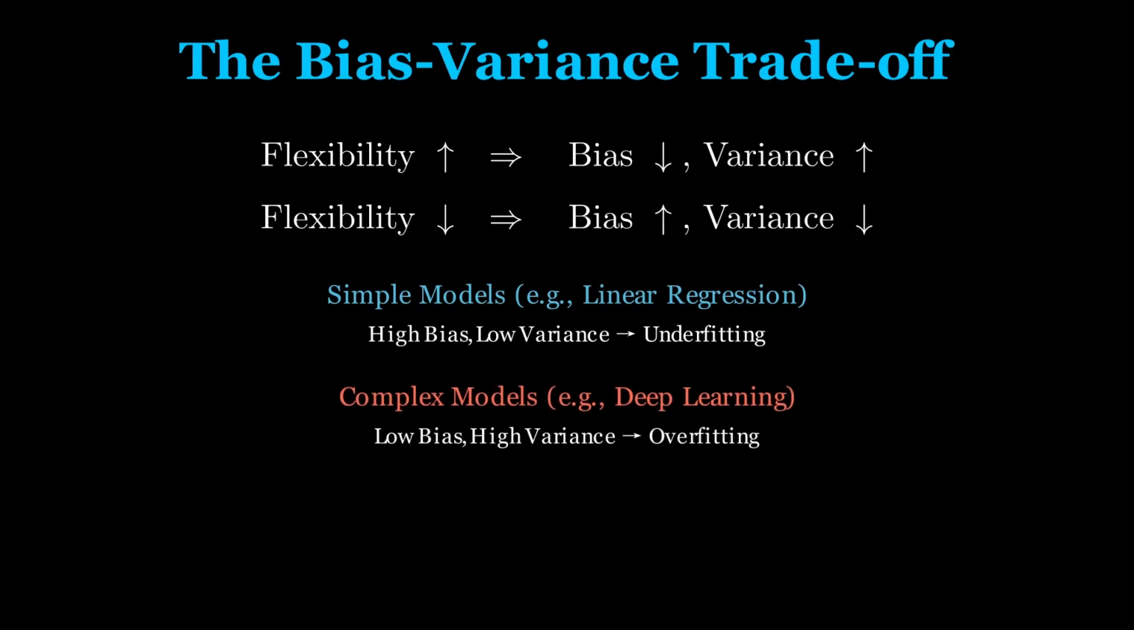On the flip side, low bias, high variance, these are complex models, like deep neural networks. They capture the pattern well, but they're way too sensitive to noise. That leads to overfitting, because it overfits the training data and may not generalize well to new data.